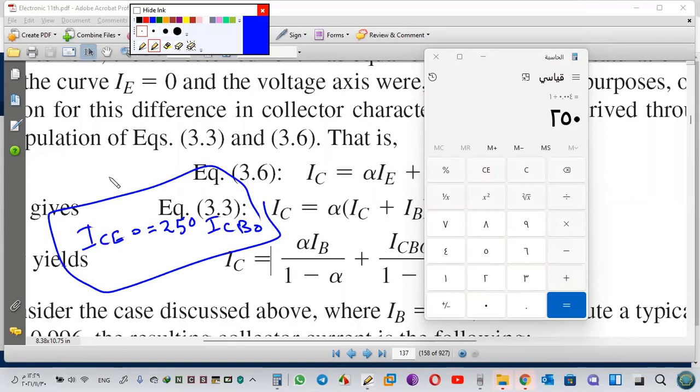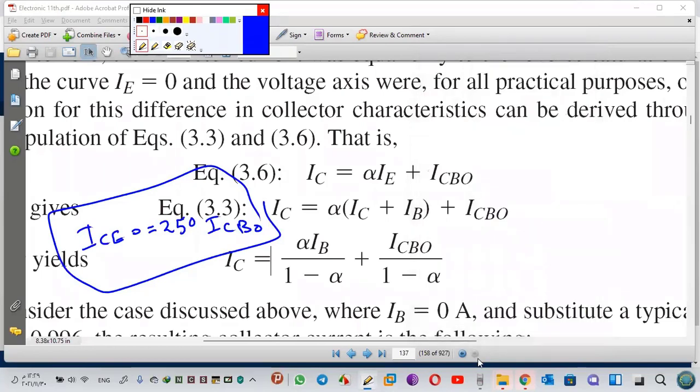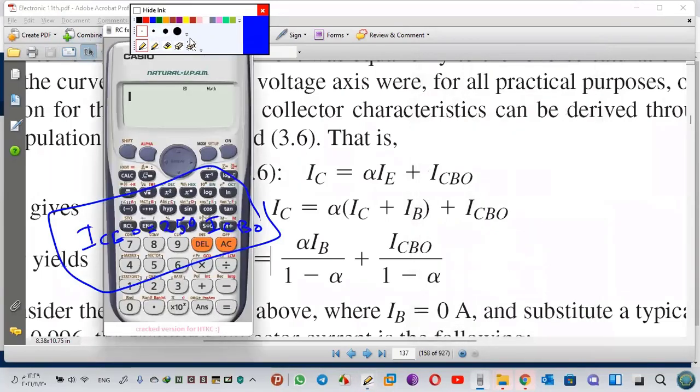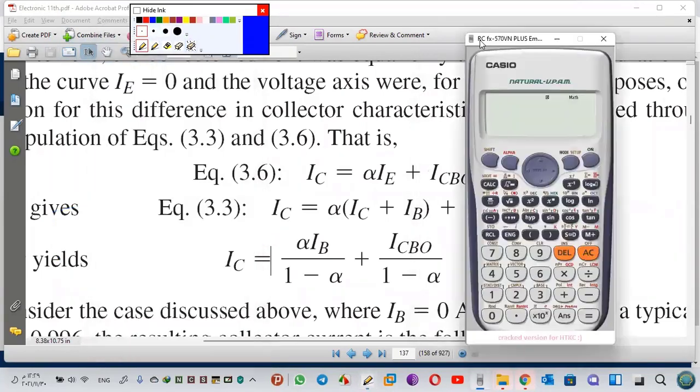It's a big number. Yes, I know. So ICEO is bigger than ICBO. This is okay. It's my calculator. Now it's okay. It's here, 1 over 1 minus alpha, 0.996. This is the number 250. That's why ICEO is bigger than ICBO, with 250.